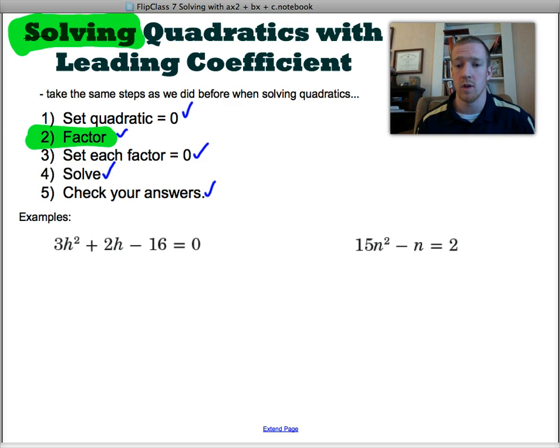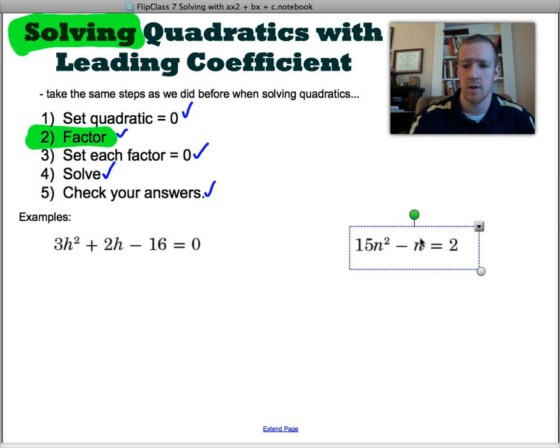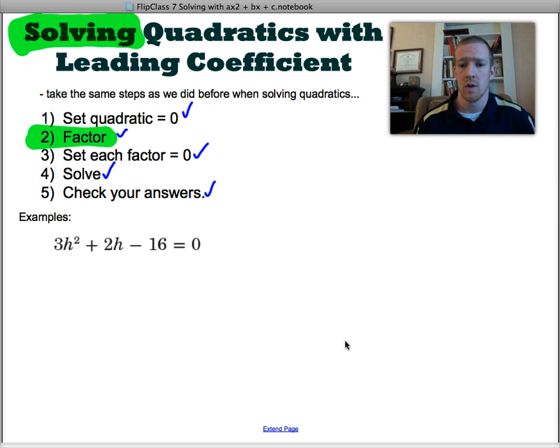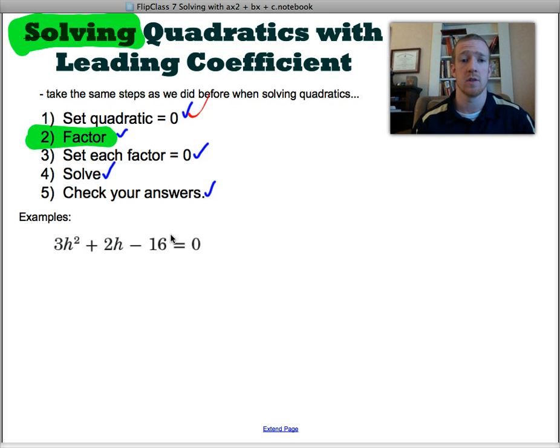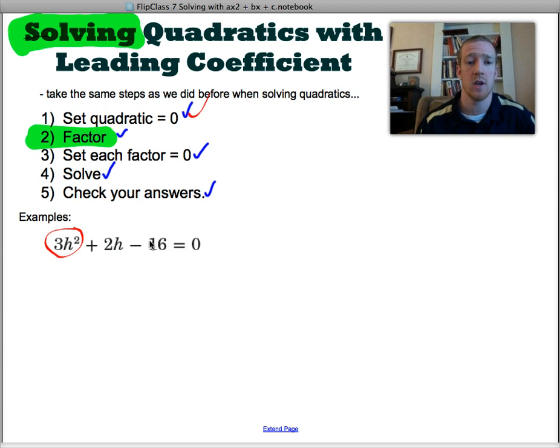So what we're going to do is I'm going to do this one on the next page. It's already set equal to 0. Sweet. So now we need to factor this. As before, we need numbers that multiply to 3h squared times negative 16, which is negative 48h squared. That's what they need to multiply to.